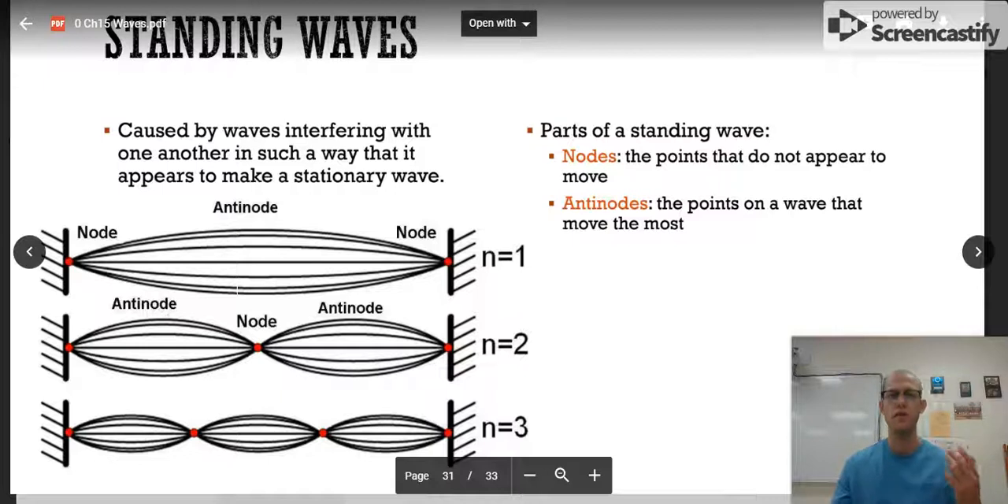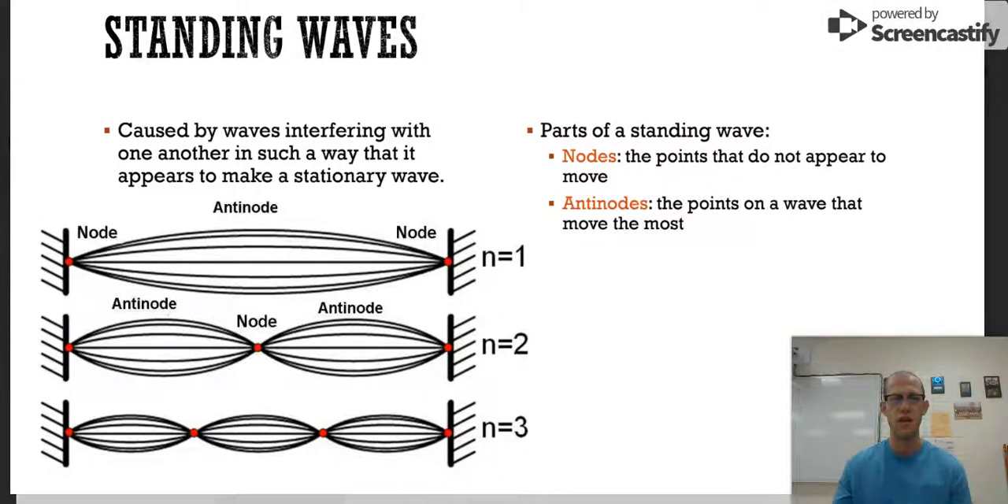So the parts of standing waves that you need to know. First, the antinode. The antinode is the point of the wave that moves the most. It's the top and bottom, the big part of the slit. The nodes are the points that appear that do not move, as if they're completely stationary, where the two waves are canceling each other out, or the waves' wavelengths always match up there.